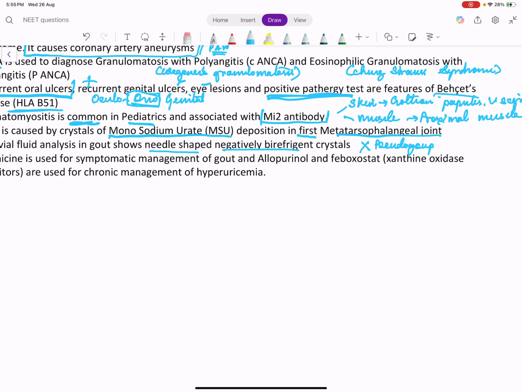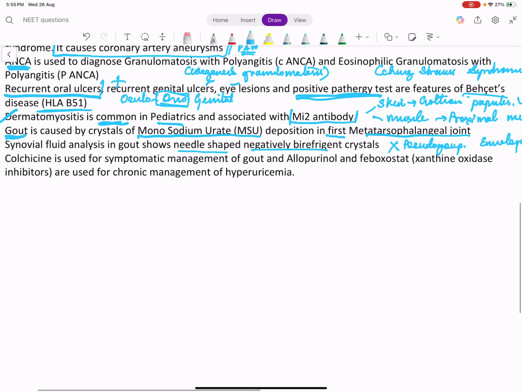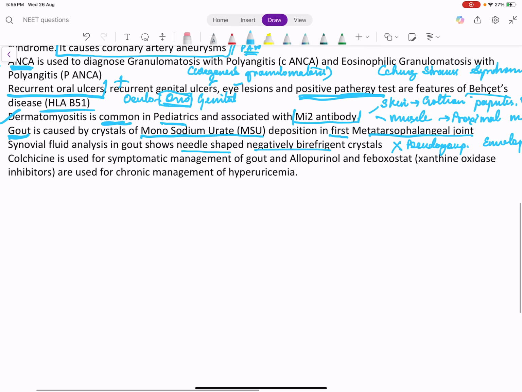where calcium phosphate gets deposited, where we can get envelope shaped crystals. So envelope shaped crystals are seen in pseudo gout due to calcium phosphate or calcium oxalate deposition. So treatment of gout, symptomatic management is by NSAIDs and colchicine. Colchicine is an anti-inflammatory drug.